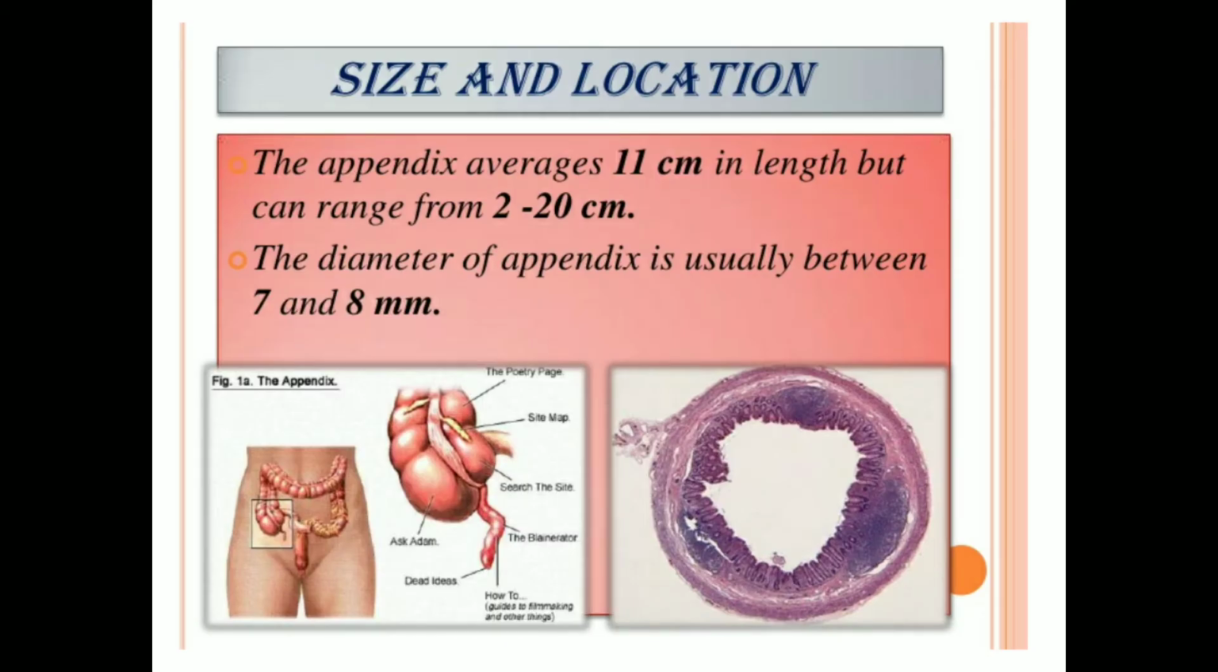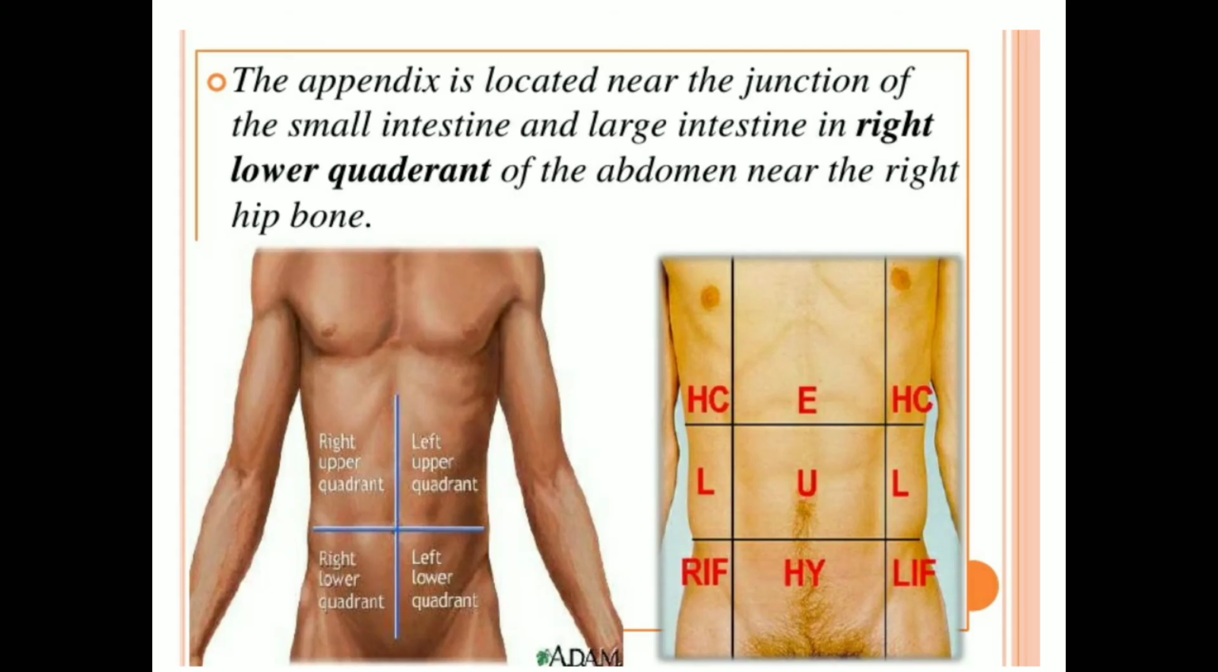So the size of the appendix ranges from 2 to 20 centimeters in length. The average length is about 11 centimeters. The diameter of the appendix is usually between 7 to 8 millimeters.